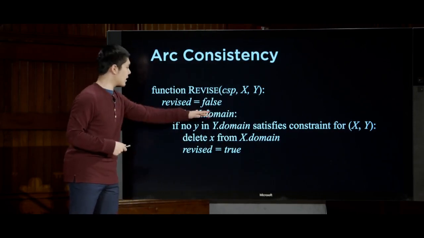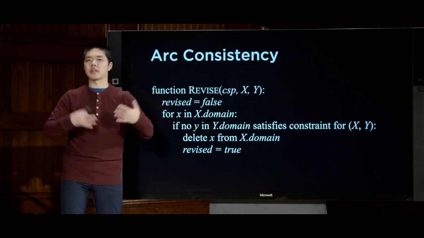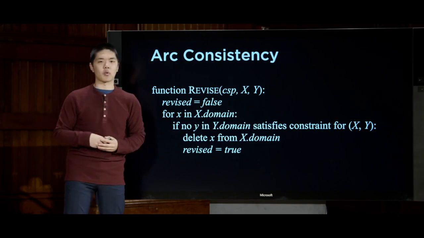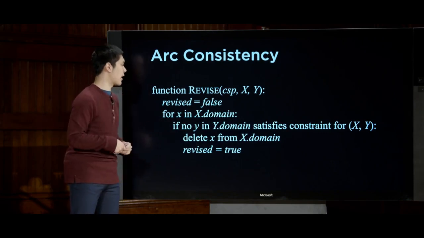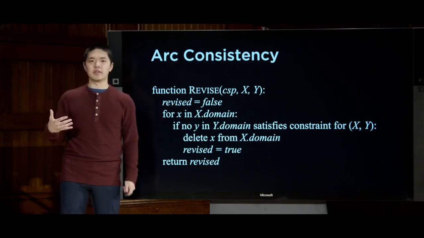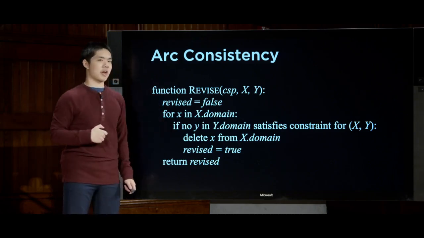And we'll do this again and again for every value in X's domain. Sometimes it might be fine. In other cases, it might not allow for a possible choice for Y, in which case we need to remove this value from X's domain. And at the end, we just return revised to indicate whether or not we actually made a change.